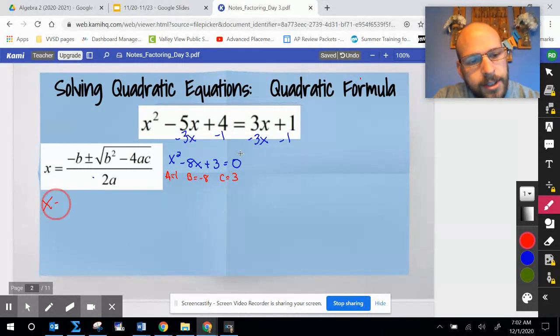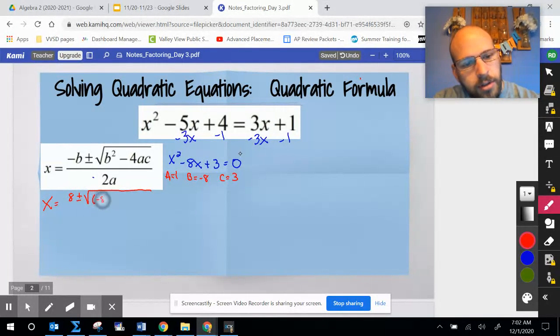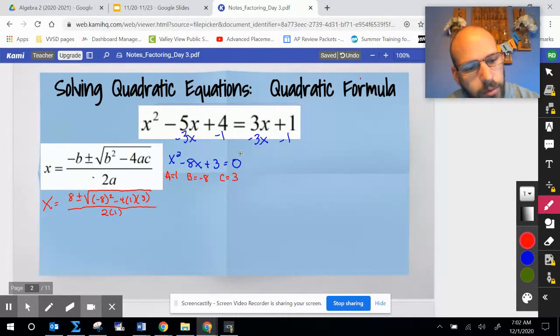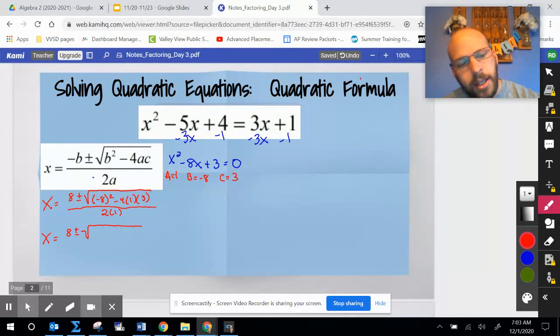So I know x is equal to the opposite of b, which would be a positive 8, plus or minus the square root of b squared minus 4 times a times c all over 2 times my a. Okay, so now I want to try to reduce the inside of that radical. So I'm going to put the inside of that into my calculator.